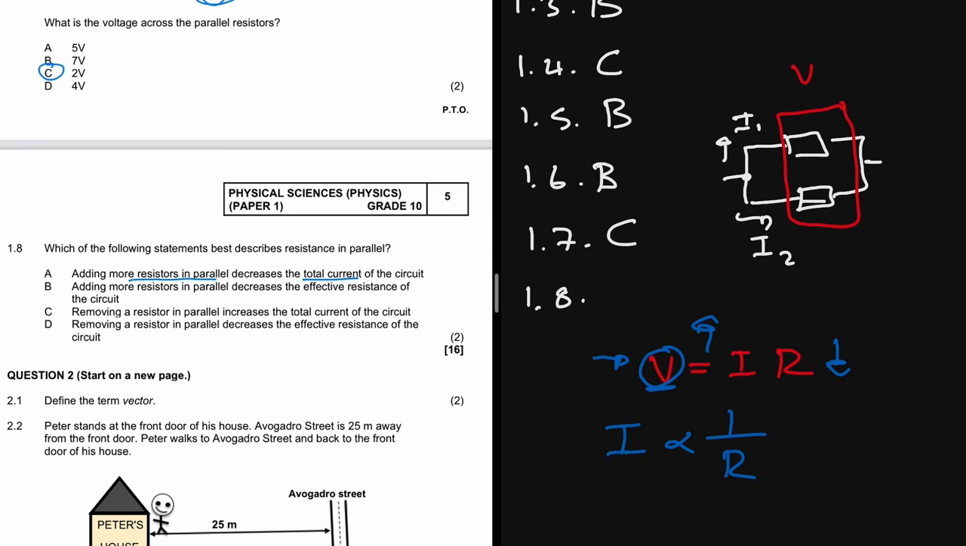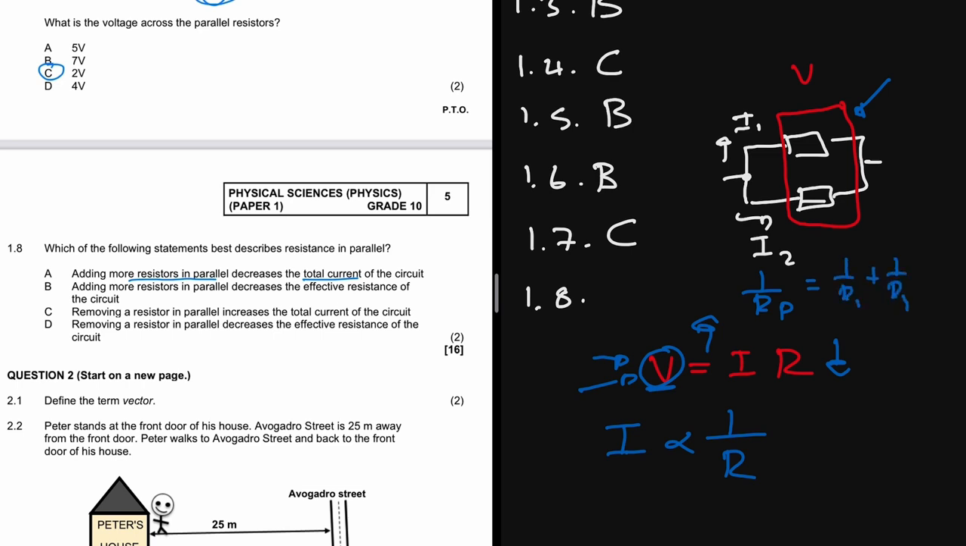So current is inversely proportional to the resistance. Consider we have made the voltage constant. Now, if we increase the resistance in parallel, that means we decrease the total resistance. Remember, 1 over R parallel equals 1 over R1 plus 1 over R2, and so on.